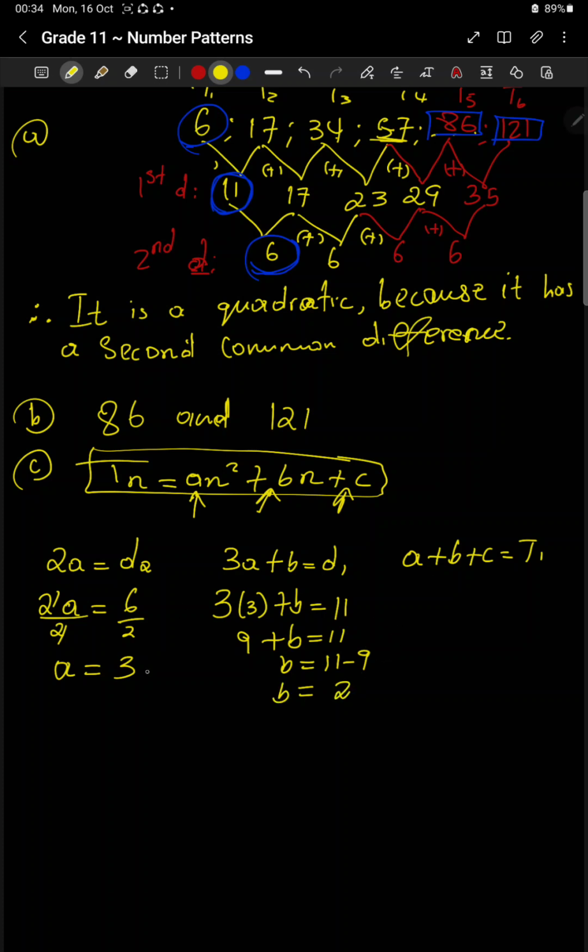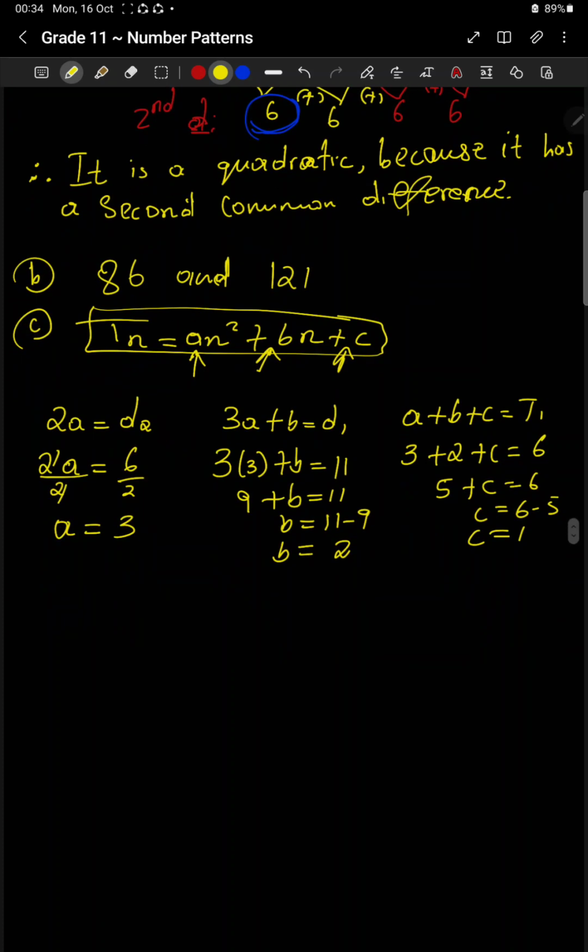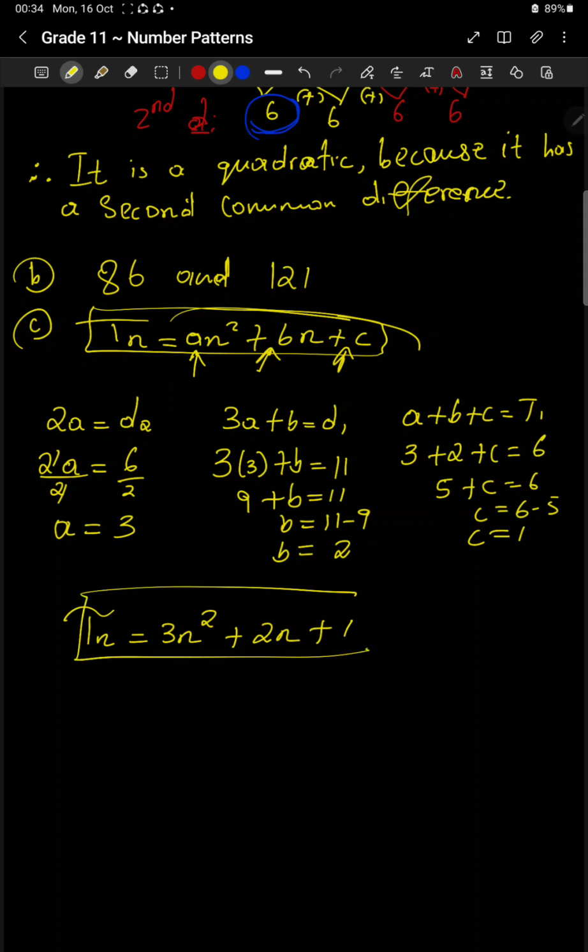So we take a over here and b over there, and then we find c. So it's going to be 3 plus 2 plus c, and the first term must be 6. So it's going to be 5 plus c is 6, and c is going to be 6 minus 5, which is 1. And then we are done now. We're going to just come to this formula and then we substitute. So therefore Tn is equal to 3n squared plus 2n plus 1. So this is the formula.